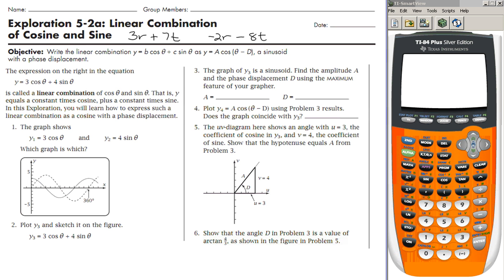So what we're talking about here is a linear combination of cosine and sine. So some constant times cosine plus some constant times sine. So we see an example of a linear combination of sine and cosine right here in this function 3 cosine theta plus 4 sine theta.